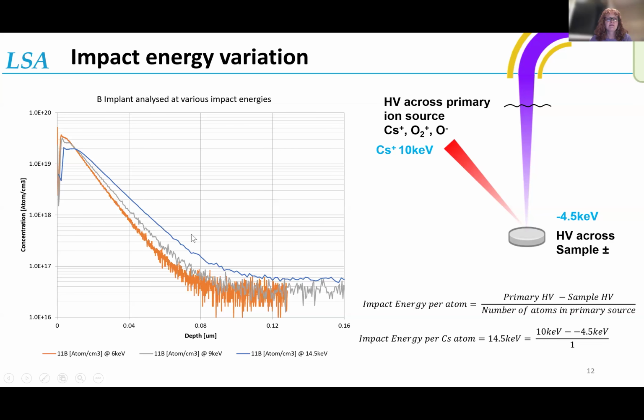So when you're comparing doses over time, it's important to make sure you use the same impact energy if you're comparing the shape as well as the dosage. So it's just something to be aware of when you're getting ion implants analysed.